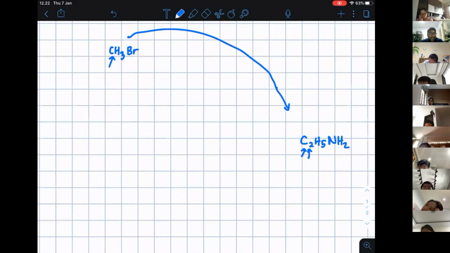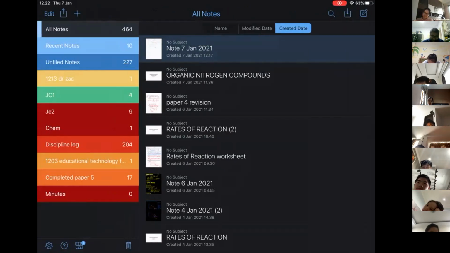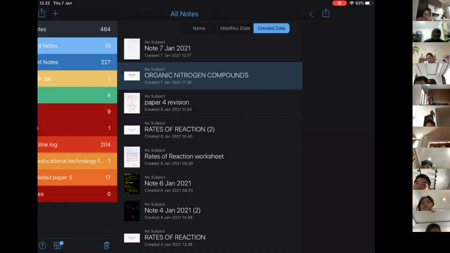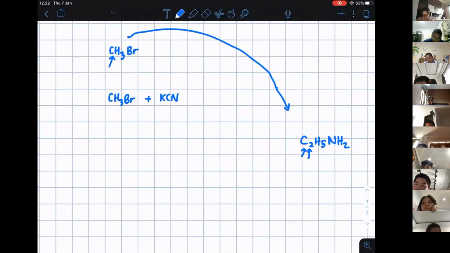So if you want to increase the number of carbon, and you have a halogenoalkane, what you do is react this halogenoalkane with KCN. What are the conditions? The KCN must be in ethanol, and then you reflux. So here it must be with ethanol and reflux. If you do that, what happens? You are going to get CH3CN, and then the K and Br will give you KBr.